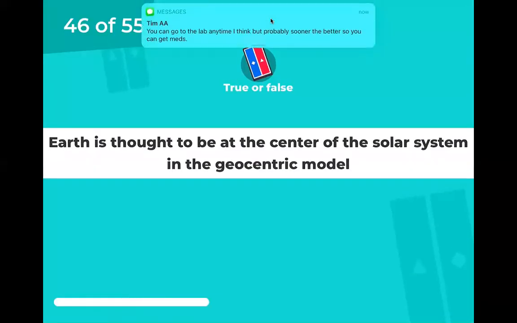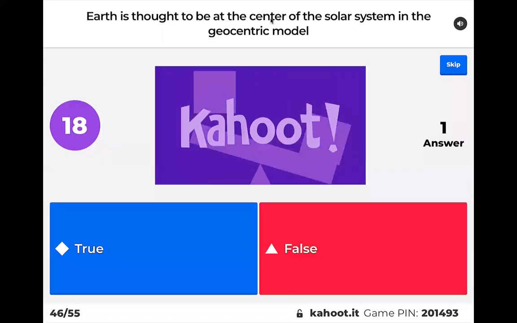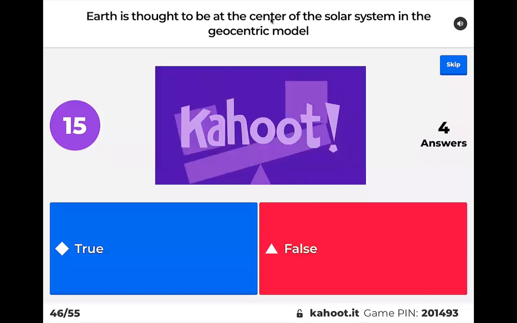Earth is thought to be at the center of the solar system in a geocentric model.